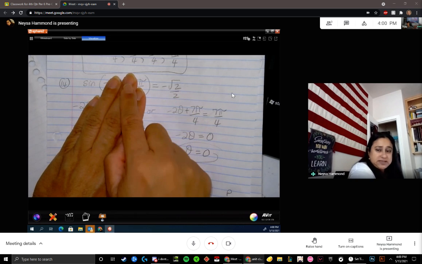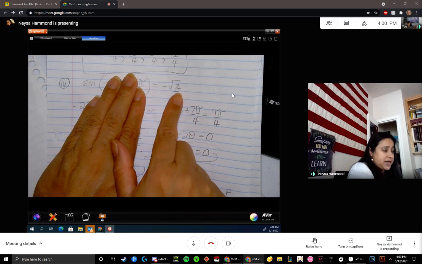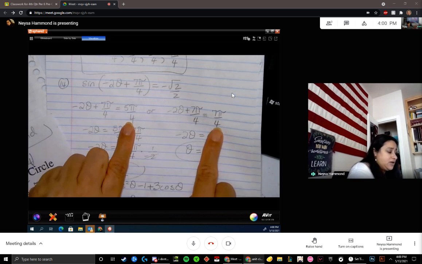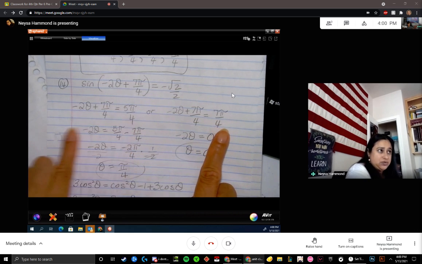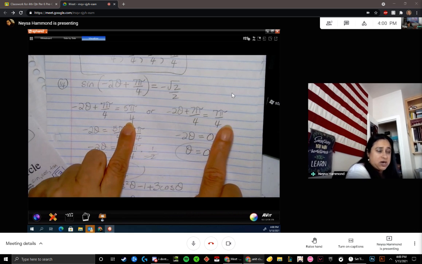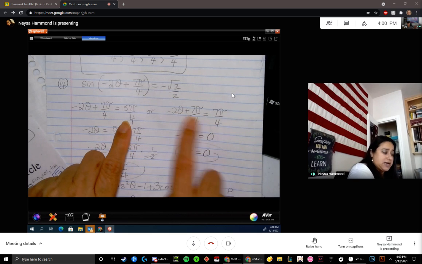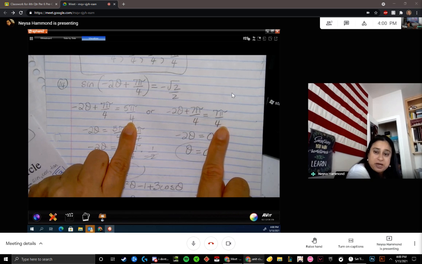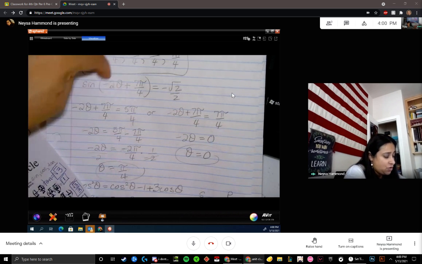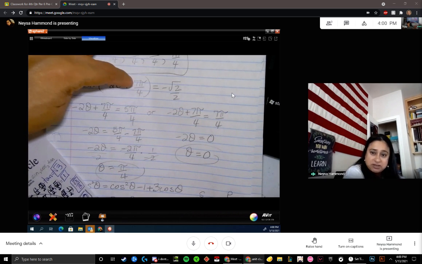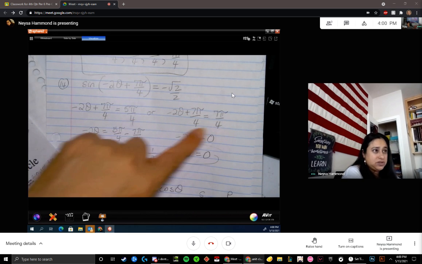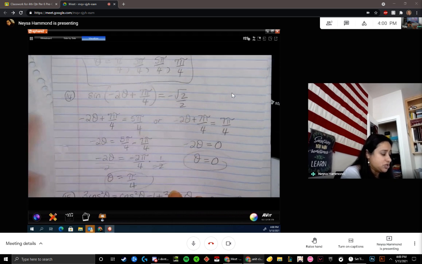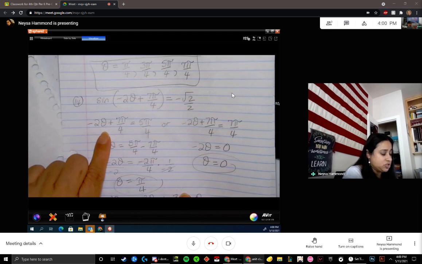The sine of whatever this angle is equals negative root 2 over 2. So then I do a circle, and the two angles that give you a sine of negative root 2 over 2 are these two, 5 pi over 4 and 7 pi over 4. Take this whole chunk, this whole expression, and set it equal to each of those angles. And then now you're solving for the variable, which is theta.